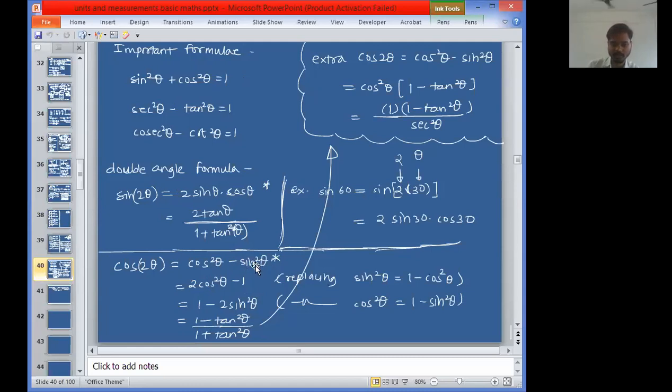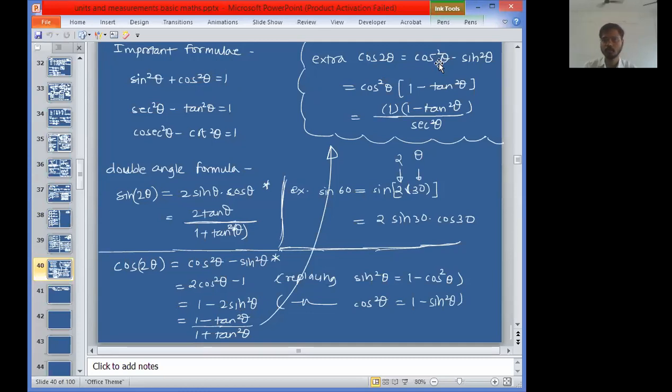And how to replace sin square? You can replace sin square theta by 1 minus cos square theta. This formula can be obtained if you replace sin square theta, and the other formula can be obtained if you replace cos square theta. What are the formulae? The first is cos square theta minus sin square theta, then 2 cos square theta minus 1, and 1 minus 2 sin square theta. And the final formula can also be derived from the first formula.